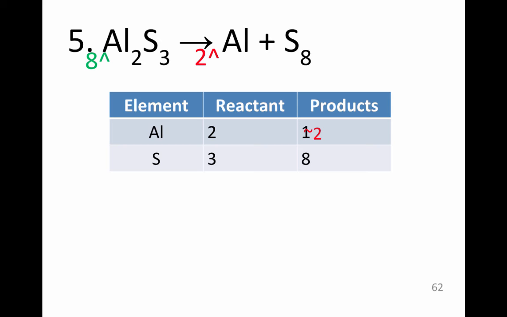So I'm going to put an 8 because the common denominator between 3 and 8 is 24. So I'm going to put an 8 in front of Al2S3 on the reactant side, and change my table so that now I have 16 aluminum and 24 sulfur. I then have to change the aluminum to be 16, so that replaces the 2, and a 3 in front of sulfur on the product side to make 24. So your coefficients for this are 8, 16, and 3.